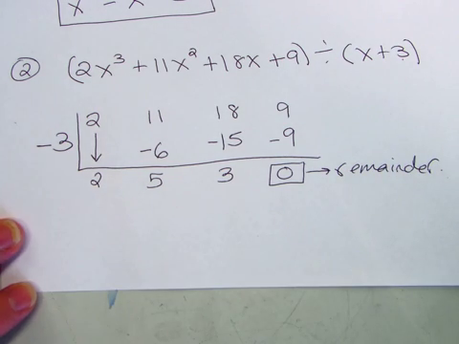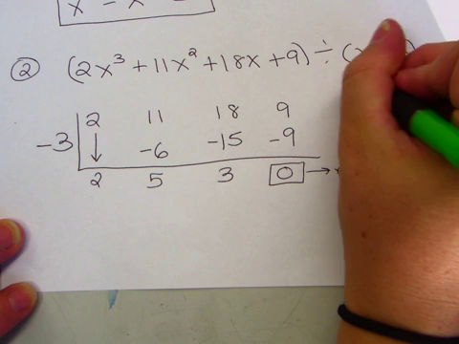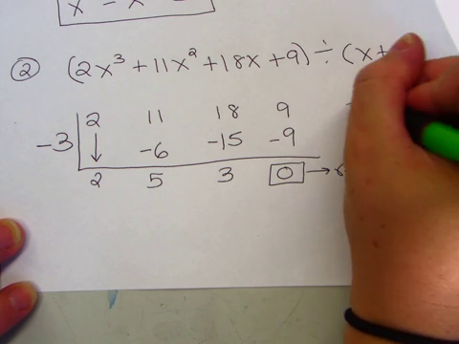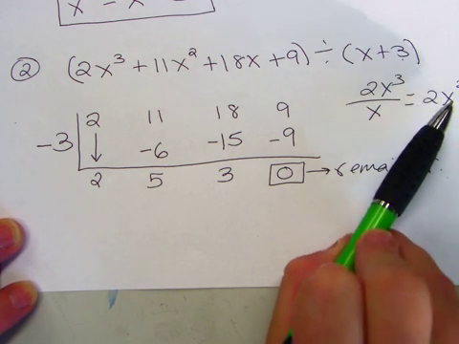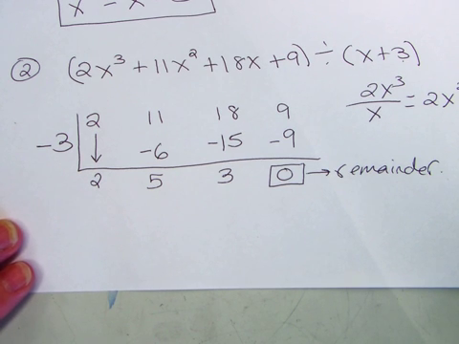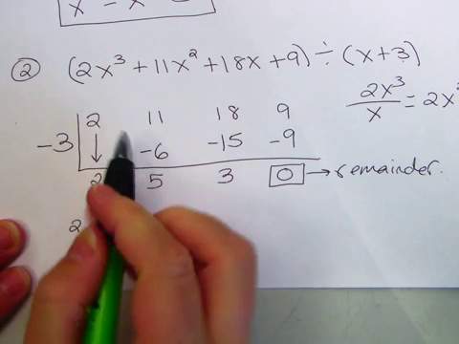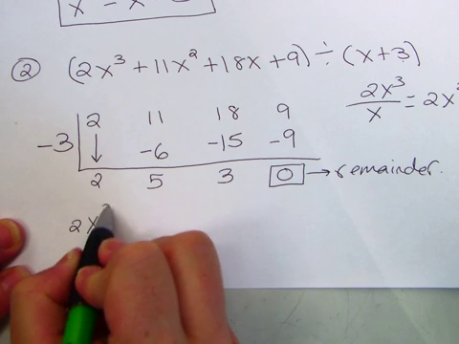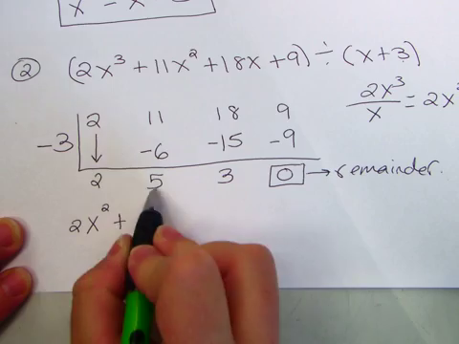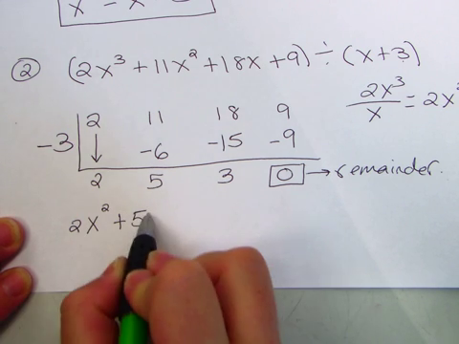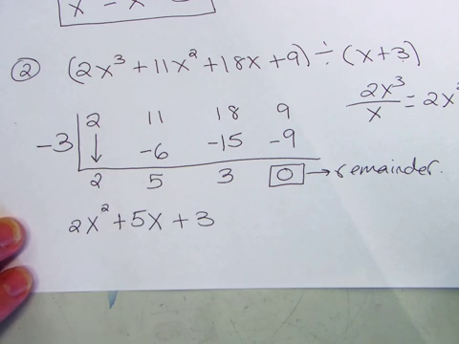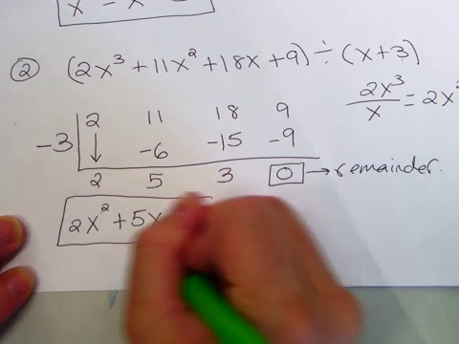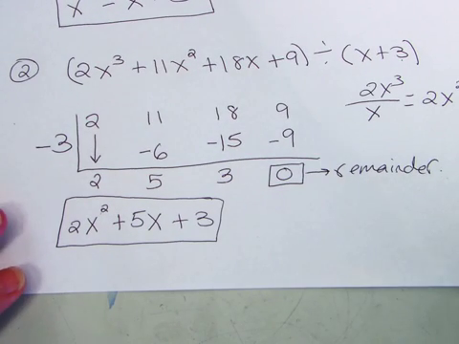What's the highest power here? 2x cubed. Divide by the x on the outside, and we should have 2x squared as the leading term of our answer. We have a 2x squared, and then again, work your way down: plus 5x, and then plus 3. And that's our answer, and we are finished. Again, how fabulous is that? So much better. All right, number 3.